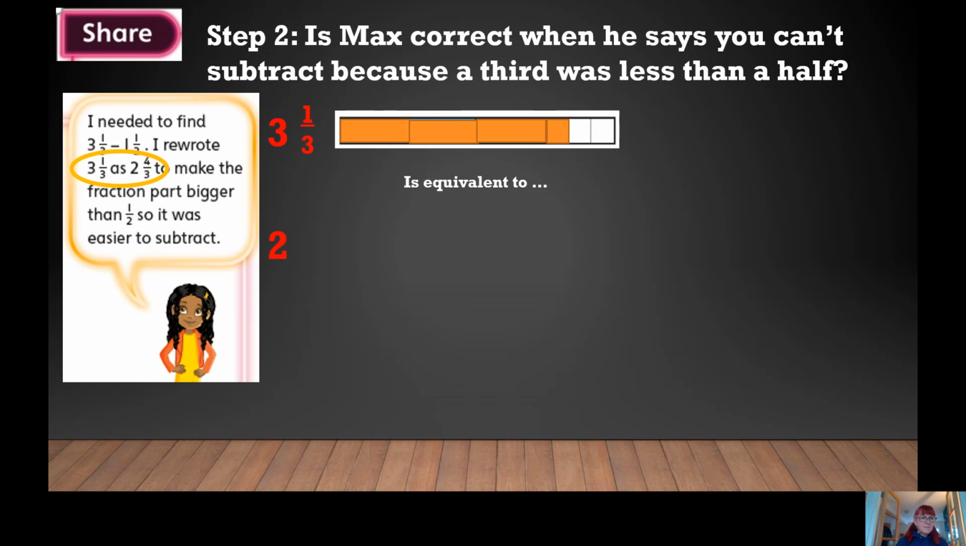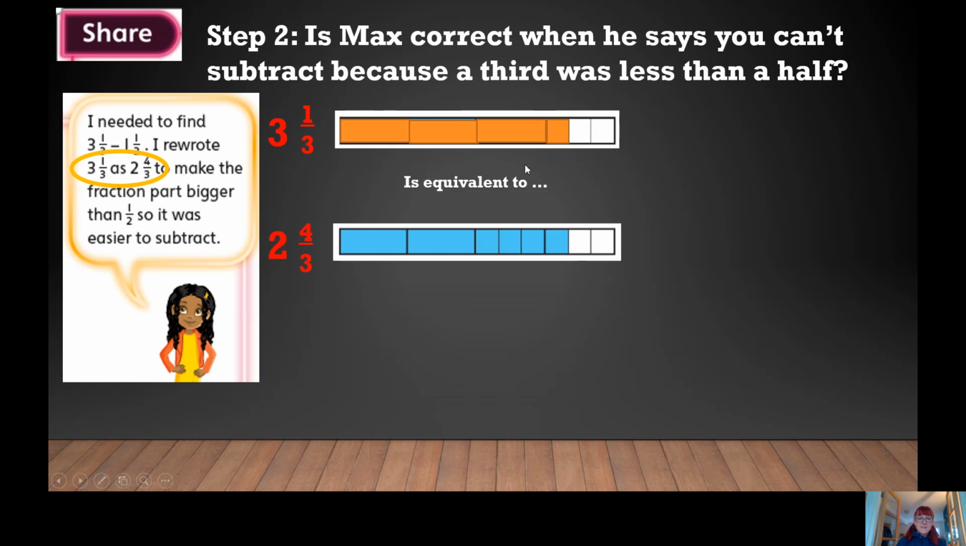What does that look like? 2 4/3. Here we go. We've got the same bar diagram, exactly the same size. This time we've got the sections split into 1, 2 wholes, and then 1, 2, 3. So that whole number is split into 3, so therefore each section must be 1/3, and there's our third. Let's see what that looks like. 1 whole, 2 wholes, and then we've got 1, 2, 3, 4. So that is 2 4/3.